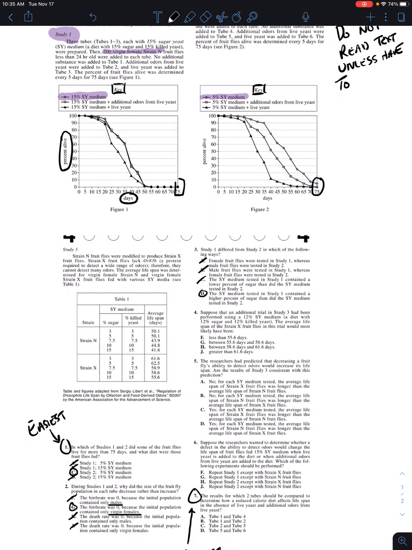We're really excited about this, guys. We barely had to read anything, and we're halfway through this passage, basically. So let's hope that that trend continues. Let's go to number 4.